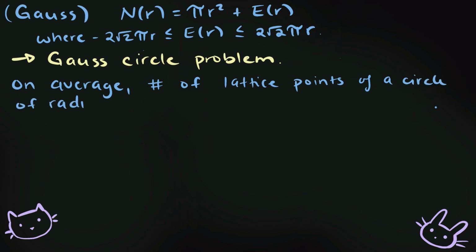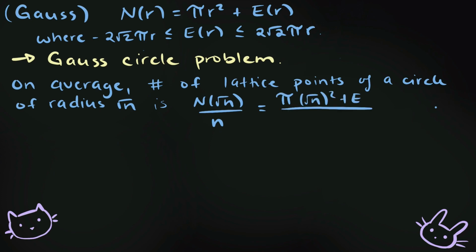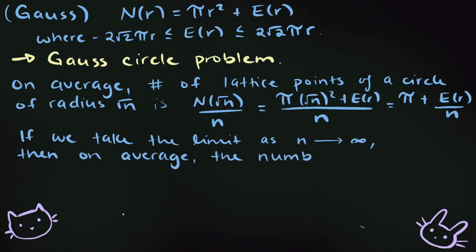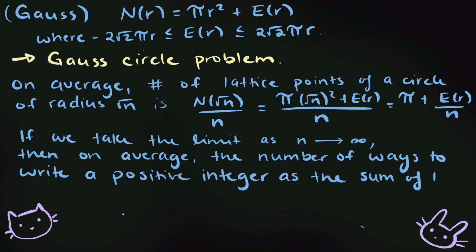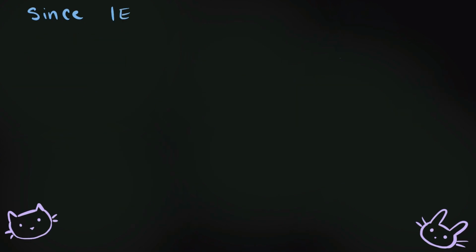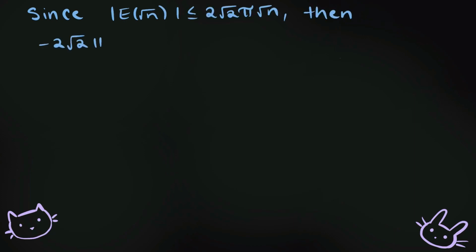And so we have this nice equation for our big N, and we can rewrite it like that. So now if you just want to know on average what happens, we'll take the limit as n goes to infinity. Then the number of ways to write a positive integer as the sum of two squares is the limit as n approaches infinity of big N of square root of little n over n. And we'll see this limit is really equal to pi, which is interesting. So we have this bound for E, and what this means is that E of square root of n is in between these two terms.